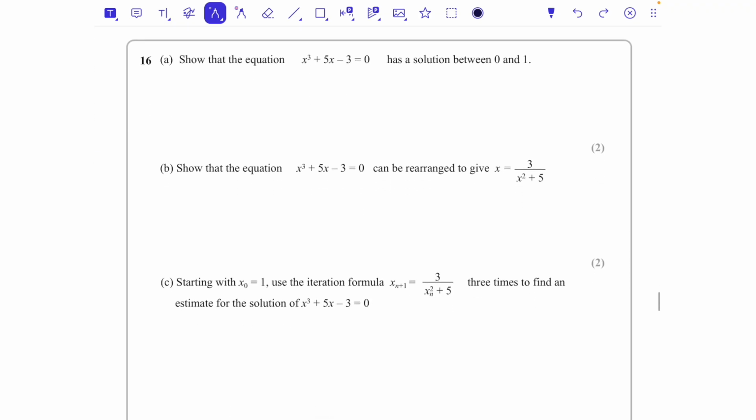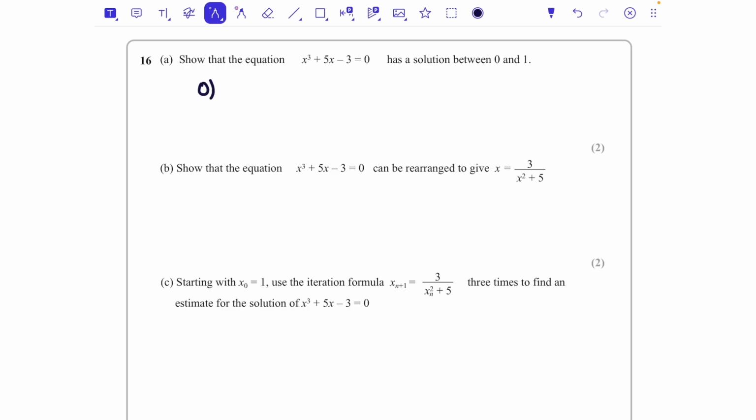Question number 16: show the equation x cubed, add 5x, minus 3 equals 0, has a solution between 0 and 1. So what we want to show here is that one of the values is too small and the other one's too big, and therefore there must be an answer in between. We're looking for a number that when you substitute in here would make 0. So if one of these values is too small and the other one's too big, then we're all good.